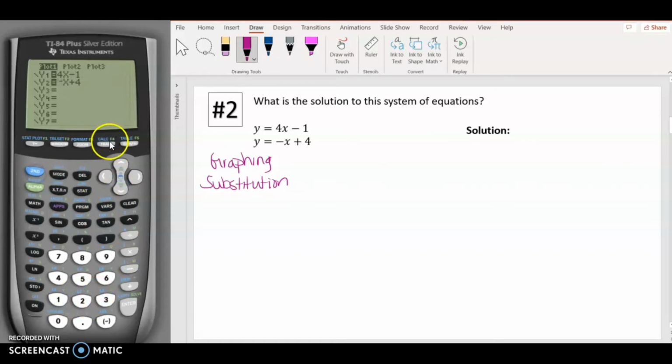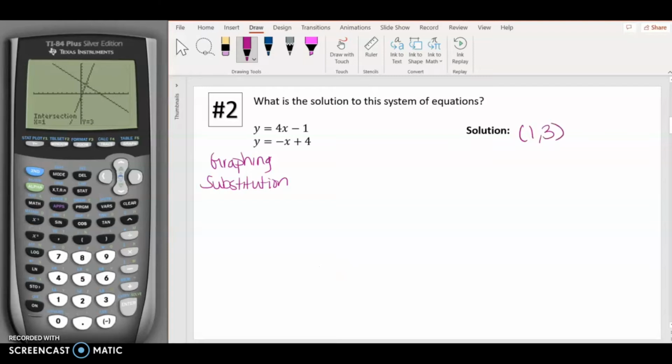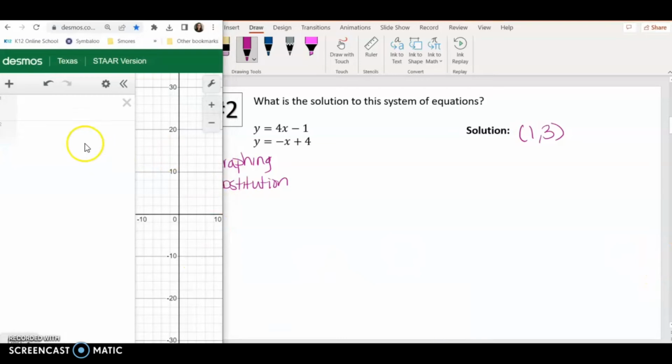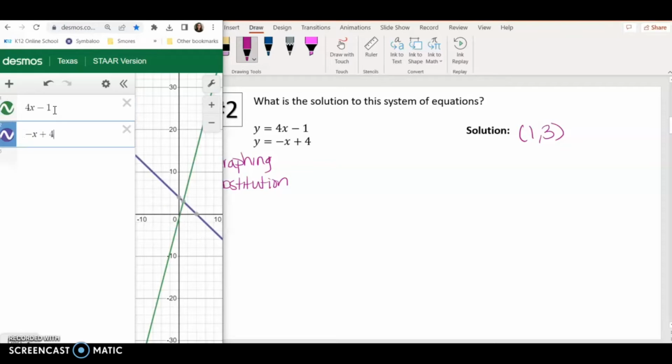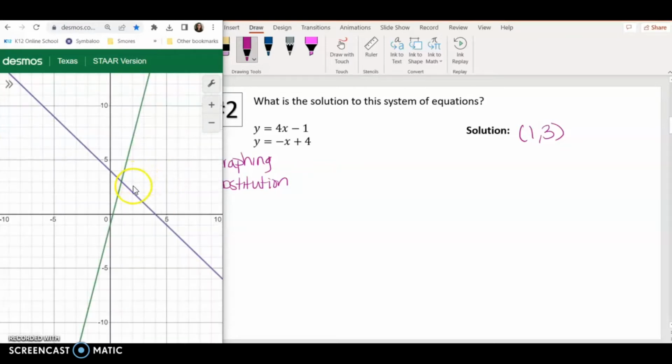Then you click second, calculate, choose option 5, which is intersect, hit enter, and then after it graphs it, you will hit enter now 3 times. And it will give you the value of the intersection. So the solution is going to be 1, 3. You can also graph this on Desmos. So if you graph on Desmos, remember you will enter 4x minus 1 and negative x plus 4. And then what you're going to do is you're going to look for the intersection point. So you'll click on that intersection point, which it tells you is at 1, 3.